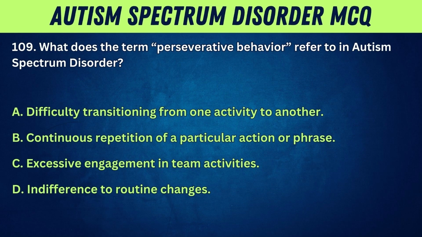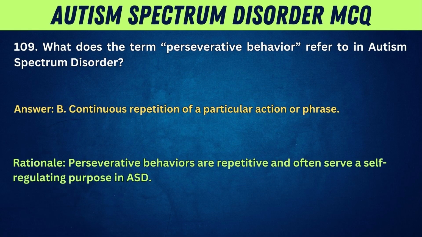109. What does the term perseverative behavior refer to in autism spectrum disorder? A. Difficulty transitioning from one activity to another. B. Continuous repetition of a particular action or phrase. C. Excessive engagement in team activities. D. Indifference to routine changes. Answer: B. Continuous repetition of a particular action or phrase. Rationale: perseverative behaviors are repetitive and often serve a self-regulating purpose in ASD.